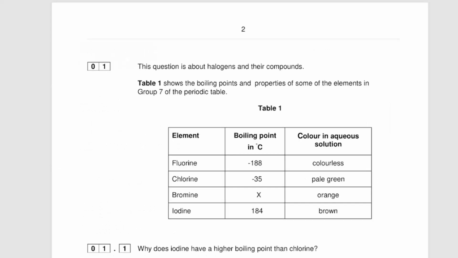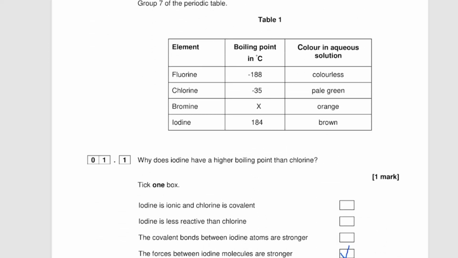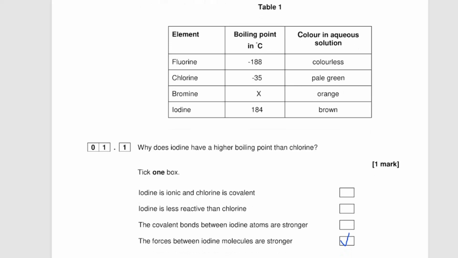Question 1 is about halogens and their compounds, and Table 1 shows the boiling points and properties of some of the elements in group 7. We're just given information about the colour and boiling point of the element. We're asked, why does iodine have a higher boiling point than chlorine? This is due to the forces between the iodine molecules being stronger.